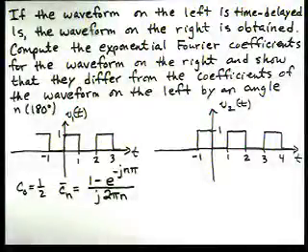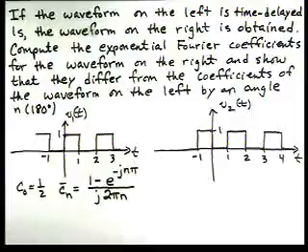In this problem, we're asked to take the waveform on the left, time delay it by 1 second, to get the waveform on the right. Then we want to compute the exponential Fourier coefficients for the waveform on the right and show that they differ from the coefficients of the waveform on the left by an angle of n times 180.